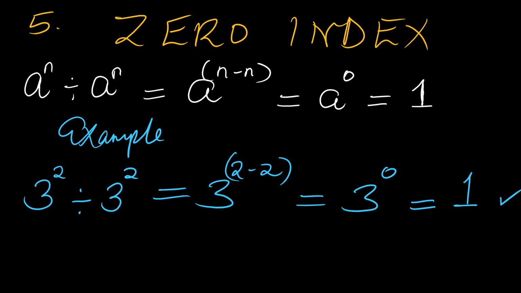The other one is what we refer to as the zero index. If you have a raised to the power n divided by a raised to the power n, you notice you're dividing, so from the second law, the division law, you subtract the powers, n subtract n, and this will give a raised to the power 0, which is equivalent to 1. Any number raised to the power 0 gives 1. An example, 3 squared divided by 3 squared. You solve this by taking 3, subtracting the powers, you get 3 raised to the power 0, and that will give 1.